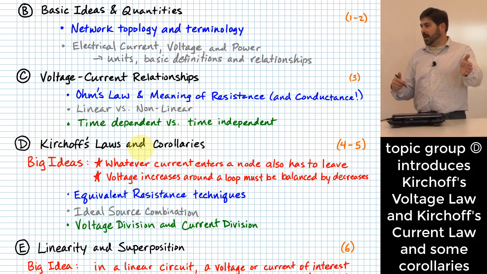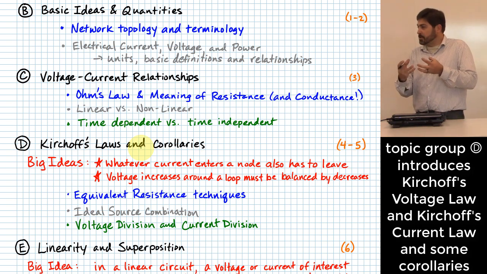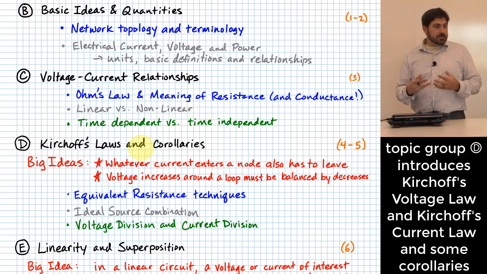A node doesn't really have a capacity to somehow just magically get rid of the current that flows into it, or to store it up or something like that. Nodes actually operate on a zero sum, if you will, right?